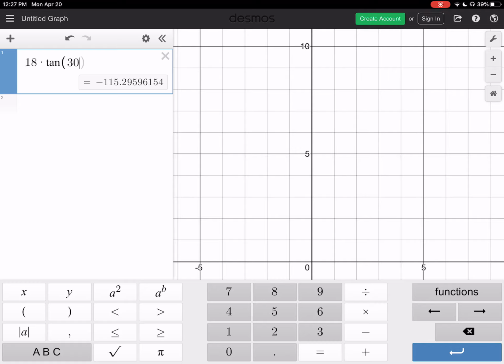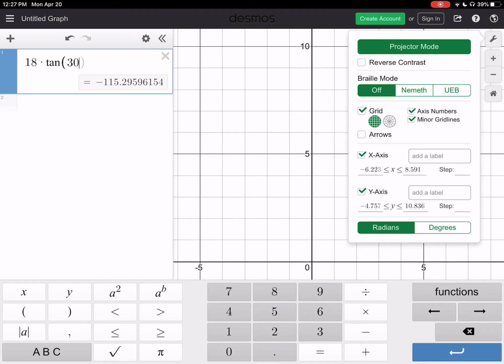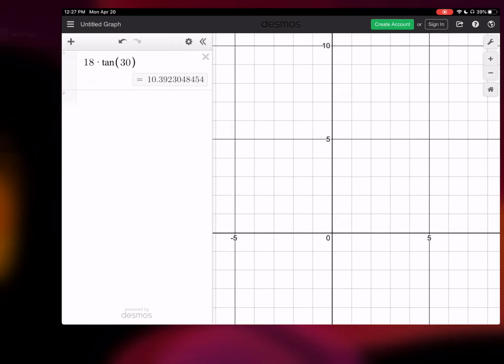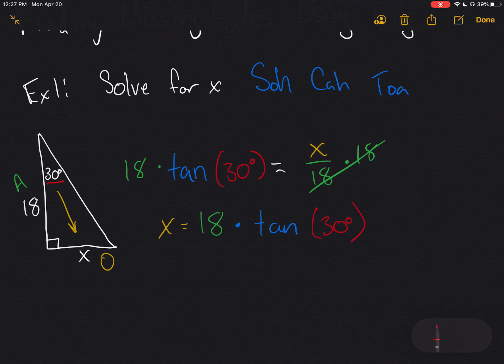Now what I neglected to do before this was to change my Desmos into degree mode. If I click on the wrench on the right hand side, you'll see a variety of options, and at the bottom, you'll see radians or degrees. We haven't used radians, but we have used degrees, so I'm going to switch it to degrees, and I get out 10.39. That makes a lot more sense to me. So 10.39 is going to be our side length.